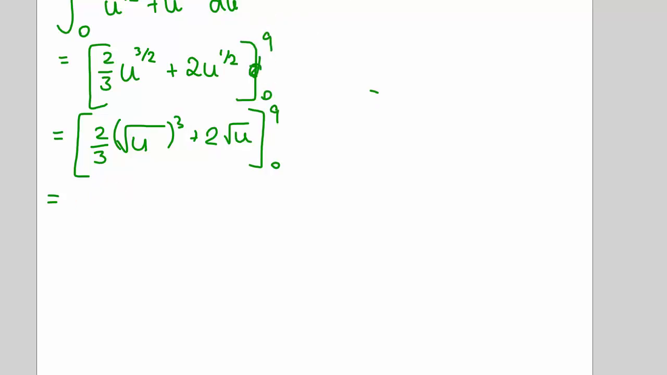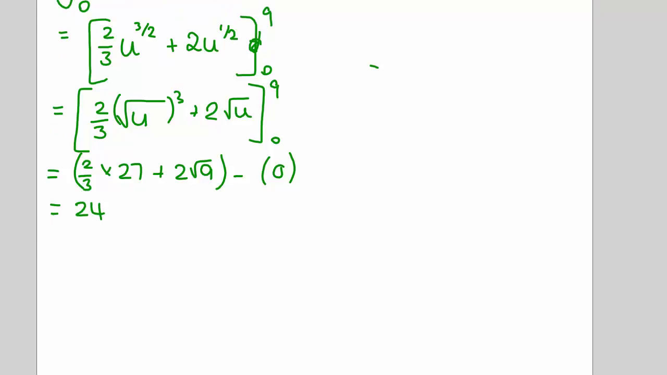Let me just put it in there. So that's 2/3 of the square root of 9 is 3, cubed is 27, plus 2 times the square root of 9. Take away nothing. I always like it when you see a 0 there, and that equals 24. That saves you a lot of hassle. Okay, so hopefully that was a nice straightforward substitution, worked out very easily. I think a lovely 8 marks.